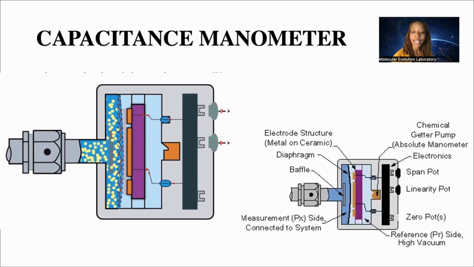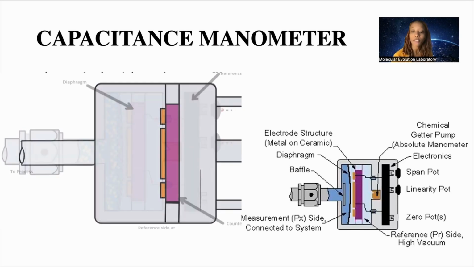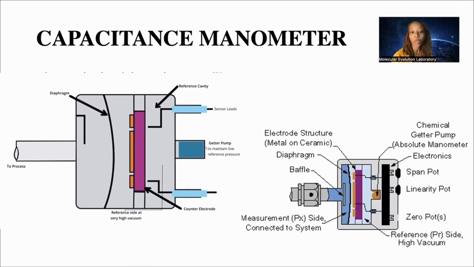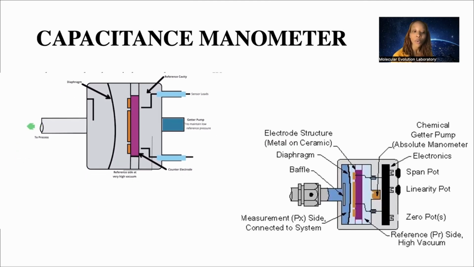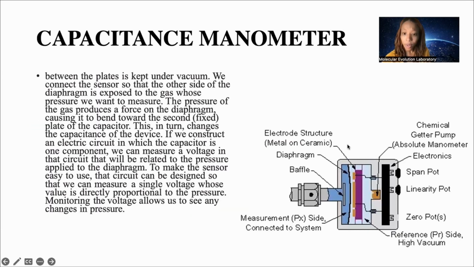If we construct an electrical circuit in which the capacitor is one component, we can measure a voltage in that circuit that will be related to the pressure applied to the diaphragm. To make the sensor easy to use, the circuit can be designed so that we measure a single voltage whose value is directly proportional to the pressure. Monitoring the voltage allows us to see any changes in pressure. So here we have the electrode that will basically be a voltage monitor, and here we have the vacuum as well.